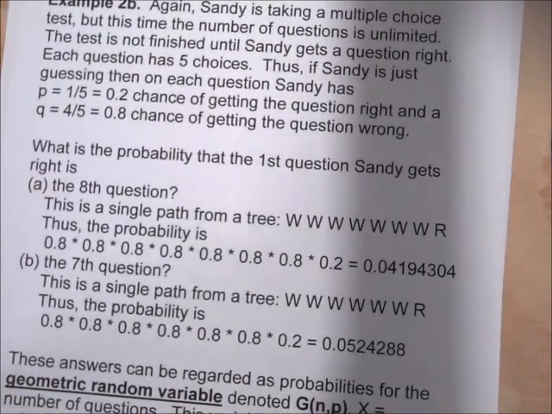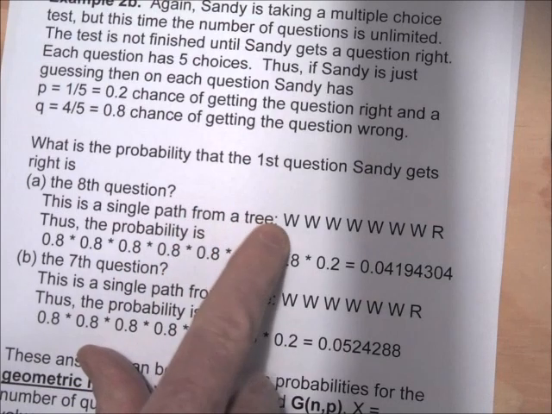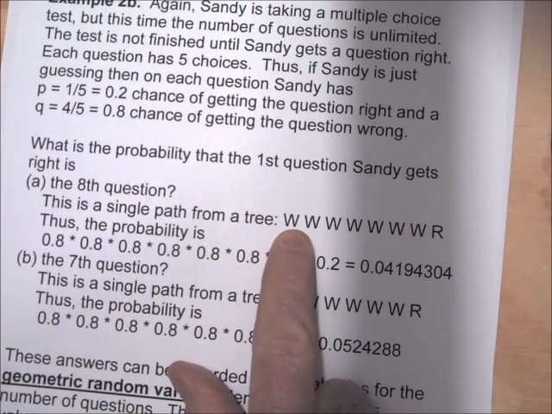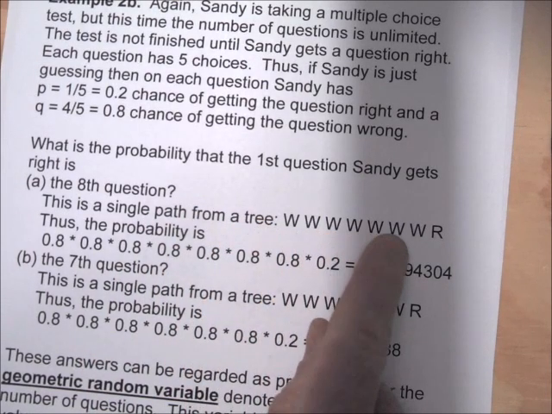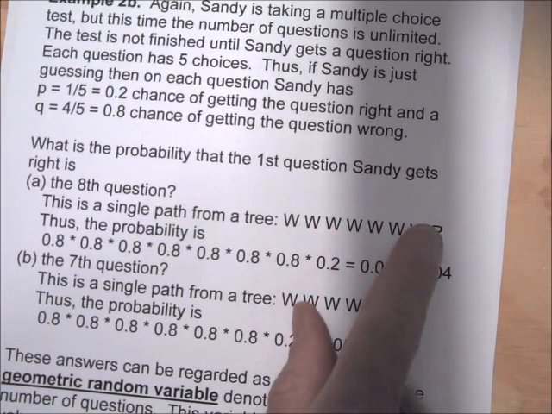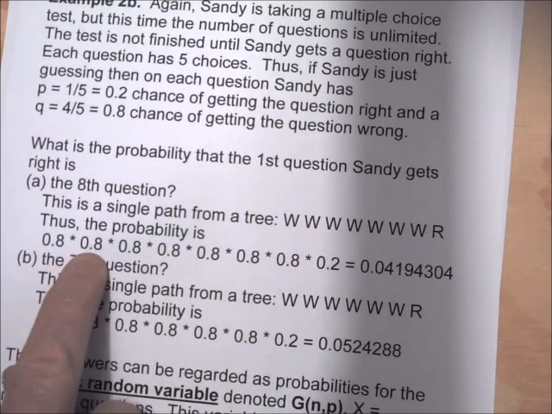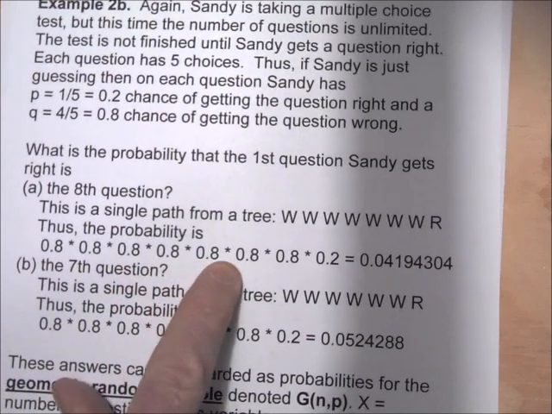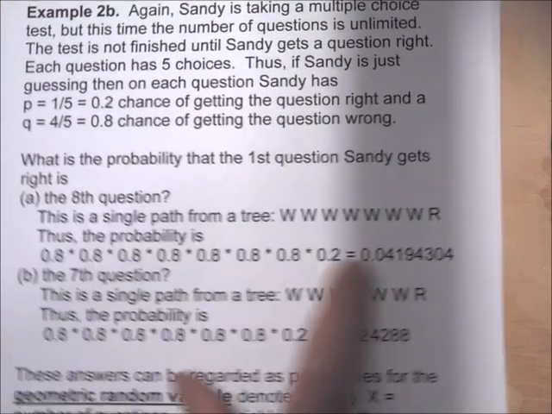If you think about the tree, this would be a single path from the tree. It'd be wrong, wrong, wrong, wrong, wrong, wrong, wrong, right. That's just one single path from the tree. So it's 0.8 times 0.8 times 0.8 times 0.8 times 0.8, 0.8 times 0.8 times 0.2, 0.04 something.